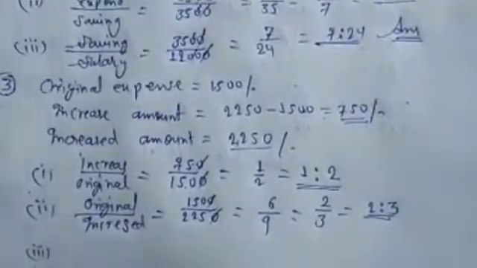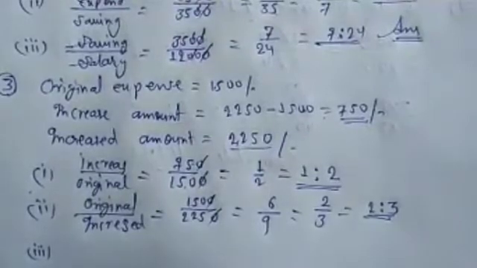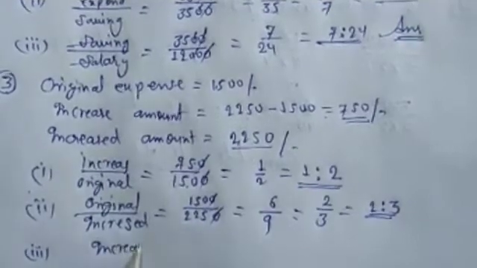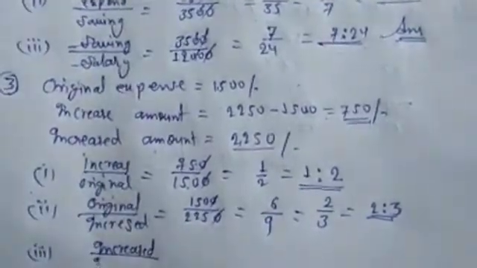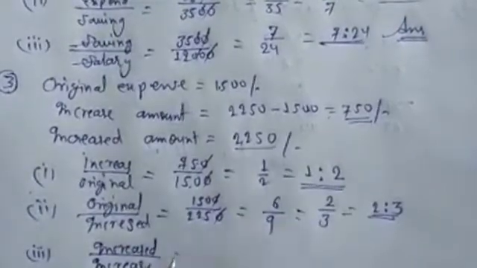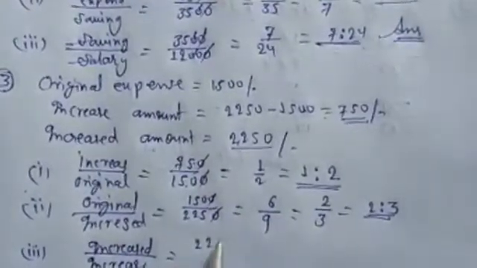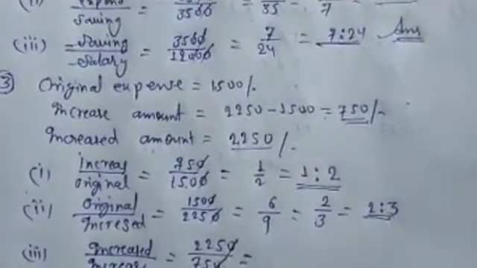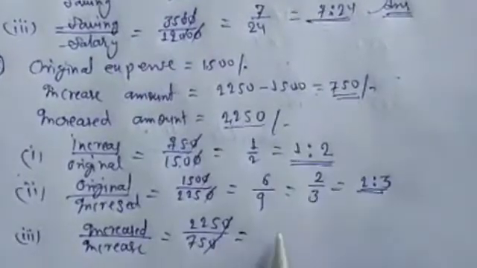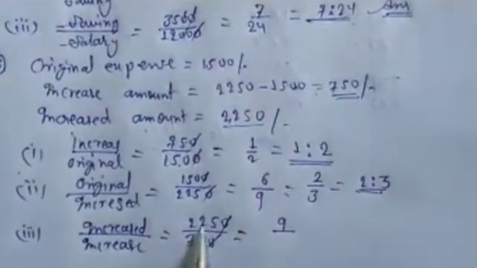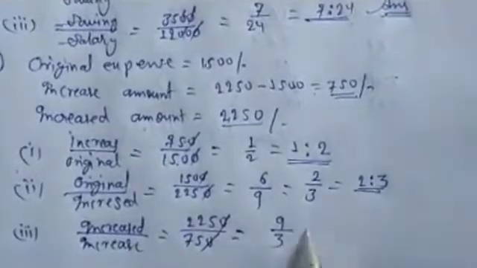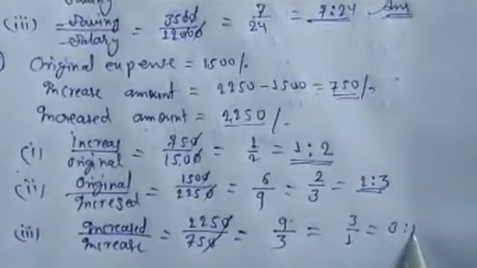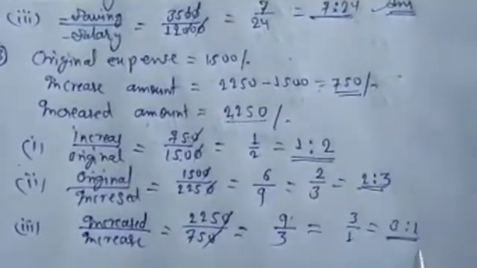Now the next part, third, increased expenses to increase in expense. Increased is 2250 and increase 750. 0 0 will be cancelled there. Both the numbers will be cancelled by 25. 25 times 9 is 225. 25 times 3 is 75. 3 times 3 is 9. 3 times 1 is 3. This is 3 ratio 1. This is the answer of part third.